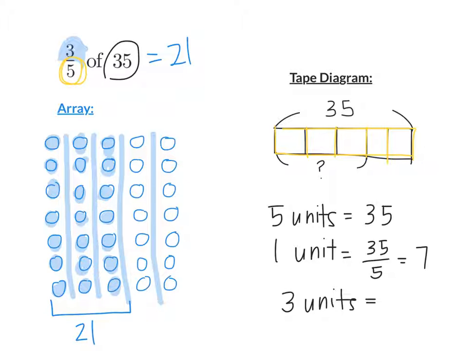Now, the numerator tells us we're trying to find how many of those fifths? 3/5. So here's 1/5, 2/5, and 3/5. So you'll notice I drew a question mark showing 3 of those fifths.